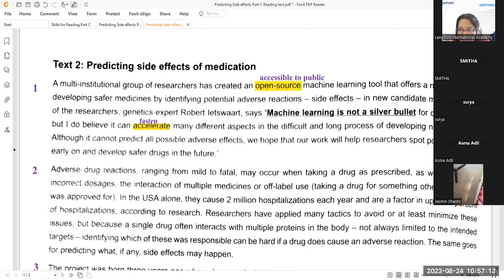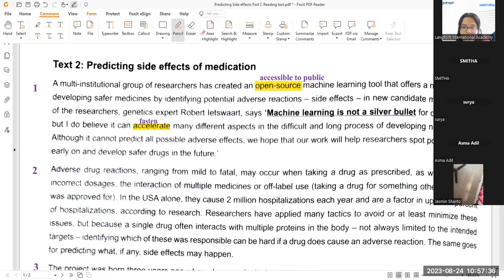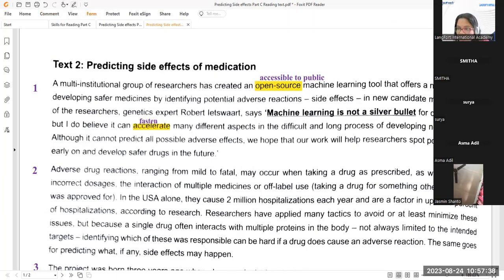Next sentence still here, Surya. Yeah. One of the researchers, genetic expert Robert Letchworth, says machine learning is not a silver bullet for drug discovery. But I do believe it can accelerate many different aspects in a difficult and long process of developing new medicines. Okay, so one of the researchers who was involved in developing this machine learning tool, machine learning tool is kind of a software thing, right?